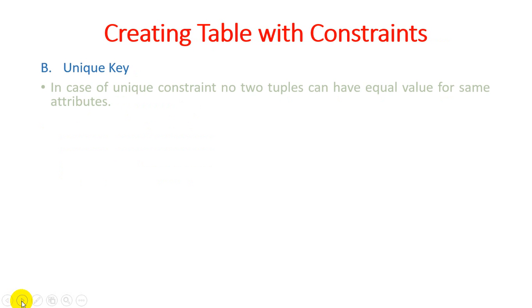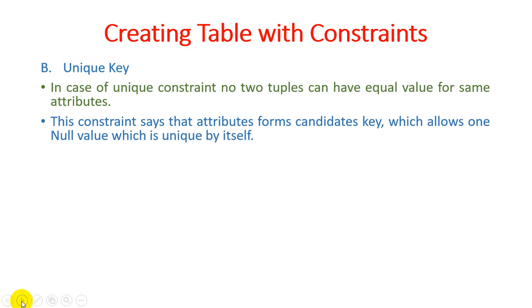Second thing, a unique key. Now, what is the actual difference between a primary key and a unique key? In the case of a unique key constraint, no two tuples can have an equal value for the same attributes, because the name itself suggests it must be a unique value. This constraint says that an attribute forms a candidate key which allows one null value, which is unique by itself. That is the actual difference between a primary key and a unique key.